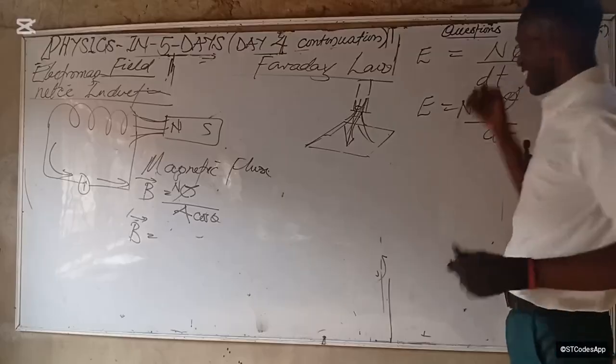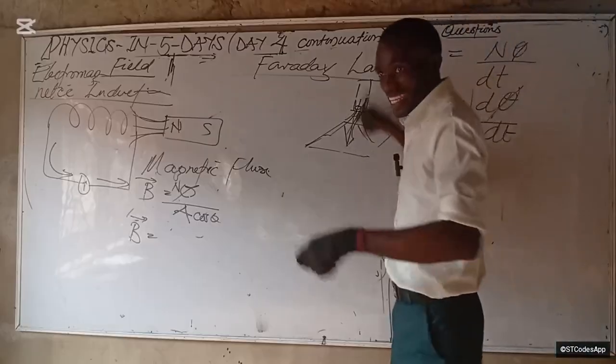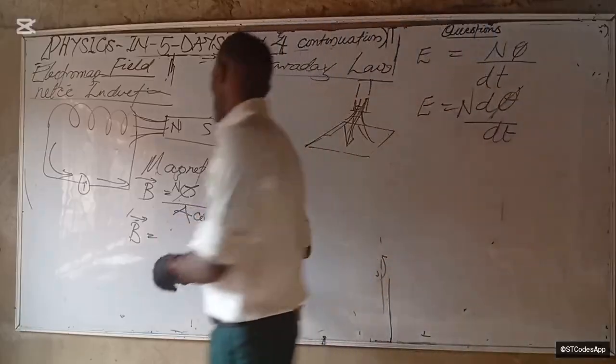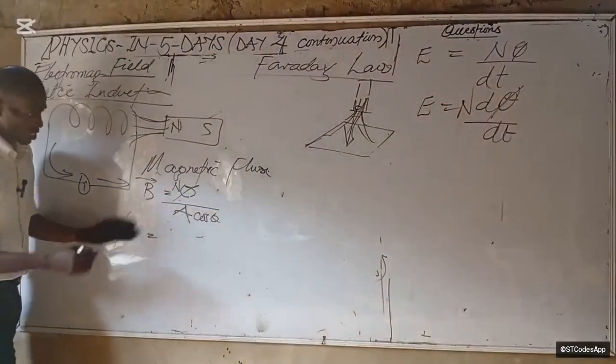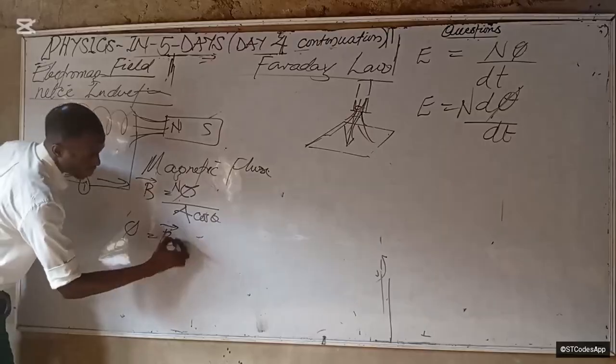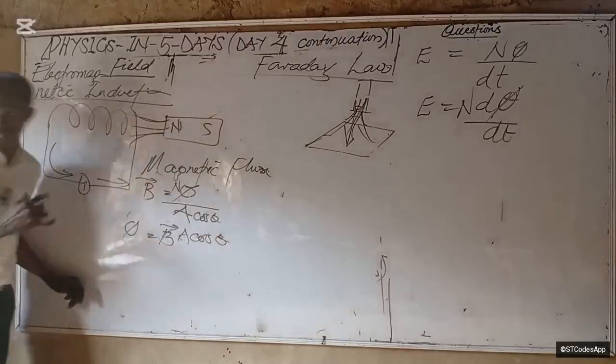We usually add N here to show that it has to do with the number of lines, the number of field lines. Is that okay? So that was the mistake here. So that here, phi will now be equal to B A cos theta. Does that make sense now?